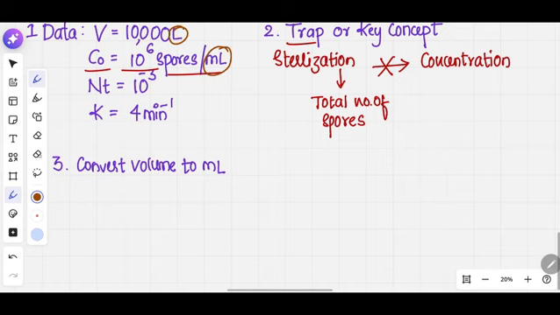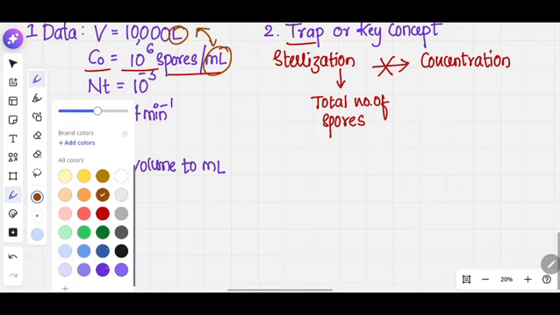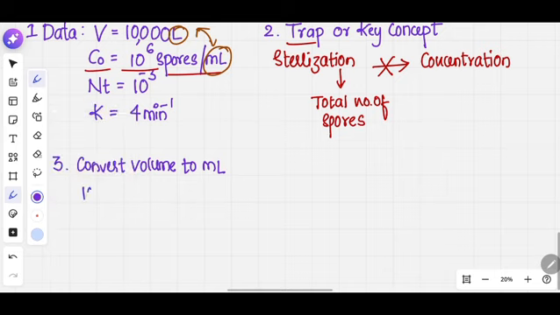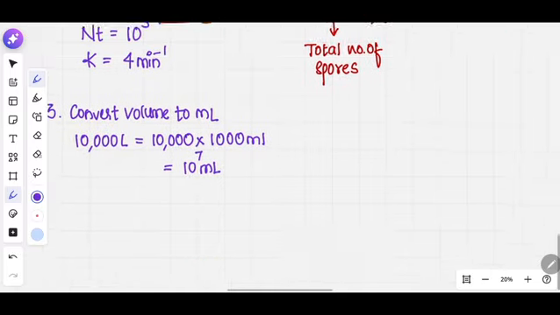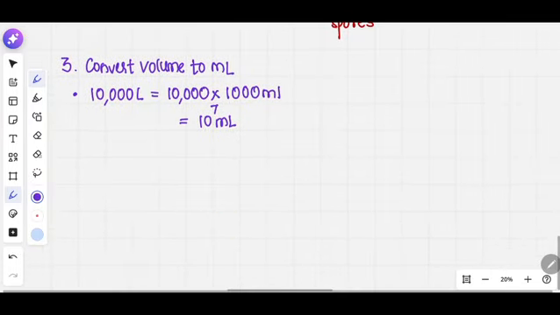For any components, if you want to work on them, you should have them in the same units. You cannot have liters here and milliliters there. So you have to convert this into milliliters. 10,000 liters is nothing but 10,000 into 1000 ml, which is 10 to the power of 7 milliliters.